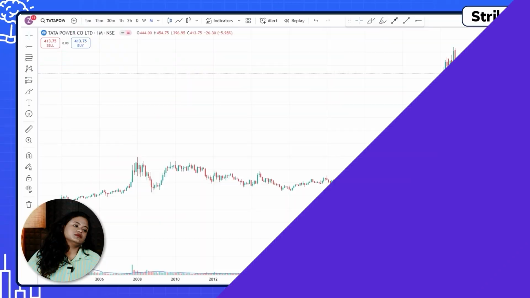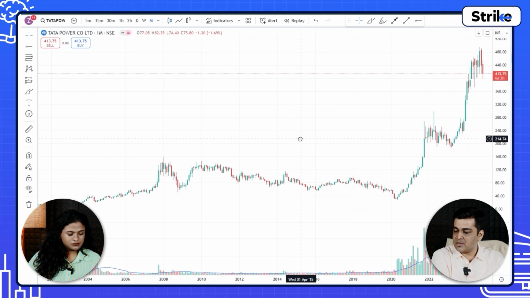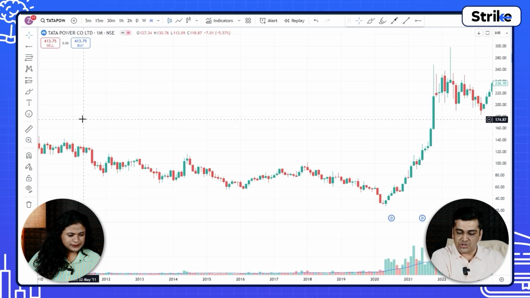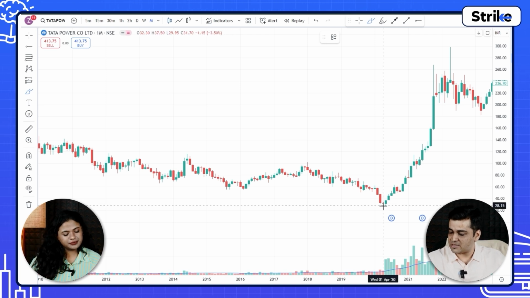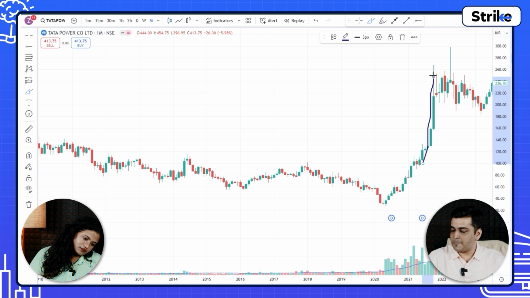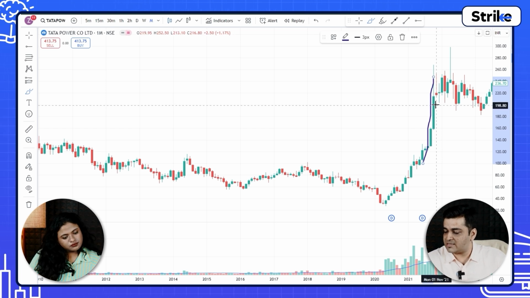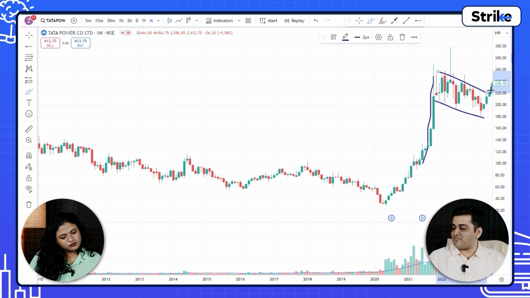I have Tata Power, a monthly chart. All right. Now over here, what can you see? Can you see a steep rise in price? Yes, prices went up steeply, maybe over here from here. And what happened was you connect this line over here and you connect this line over here. So this looks like a flag.